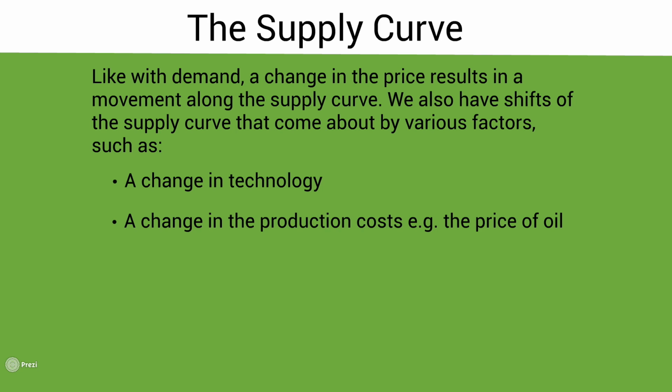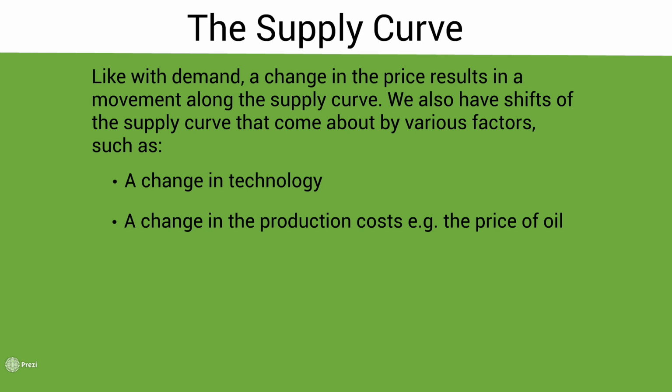The opposite would be true if there was a decrease in the price of oil or a decrease in any other production cost. If this was the case, then supply would shift outwards as production becomes cheaper and firms are more willing to supply goods to the market.